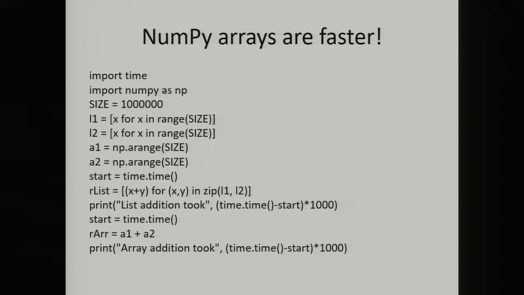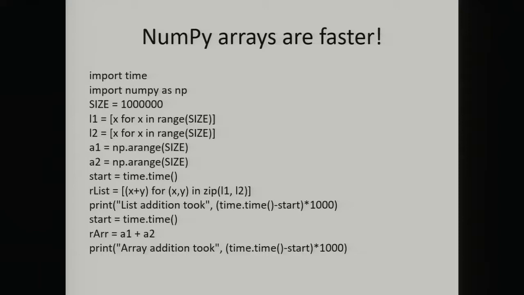Zip gives me an iterable object which will pick one element from each, and those two elements are added up and appended to a new list. So I will perform the addition of the two lists, and I will record the current time minus the time when it was started, in 2000. That gives me the number of seconds elapsed for performing the list addition.